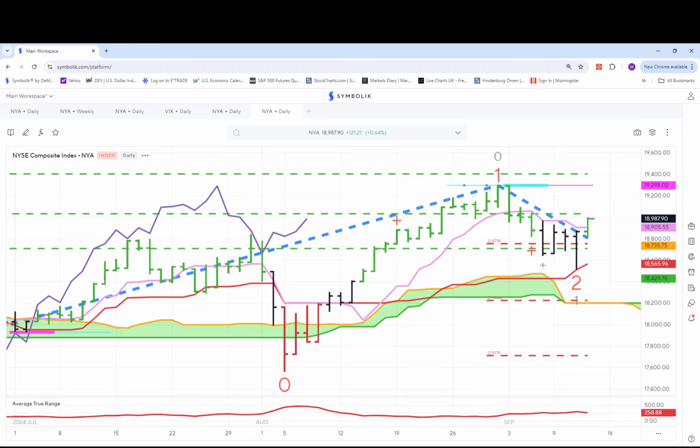I shorted 50 ITOT when it approached the McClellan breadth oscillator at 0, 10, 20 yesterday, and then had to look to see where my pain threshold was, and it was right here at the conversion line. And as soon as it ticked higher than 18905.55, I jettisoned all 50 for a $7 loss.